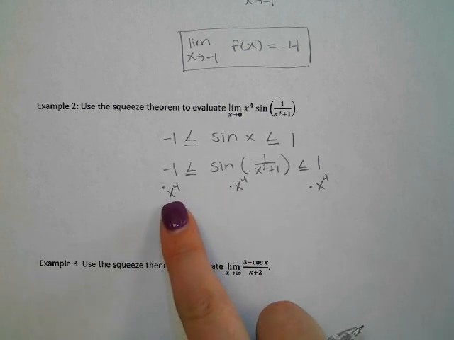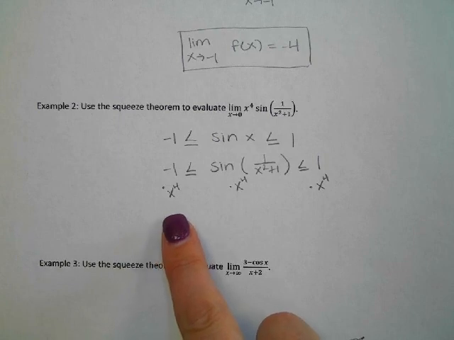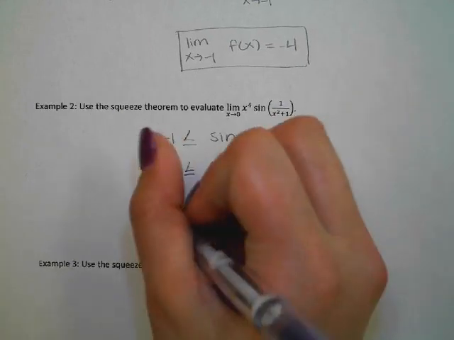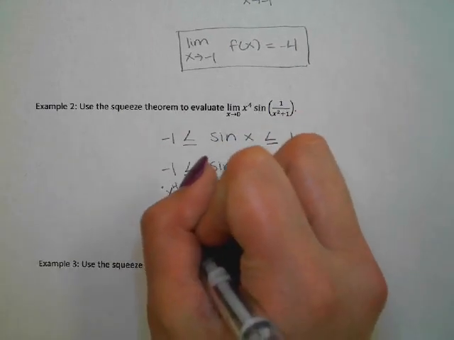Now, if I multiply by x to the 4th, it doesn't matter what I plug in for that. That is definitely going to be a positive number. So I've multiplied by a positive. That means I can keep the inequality symbols the direction that they were.